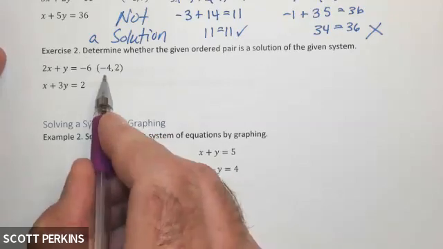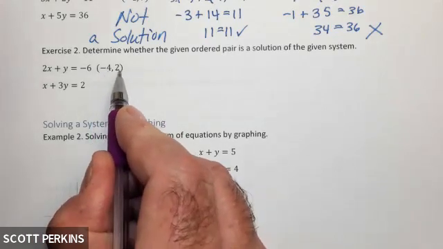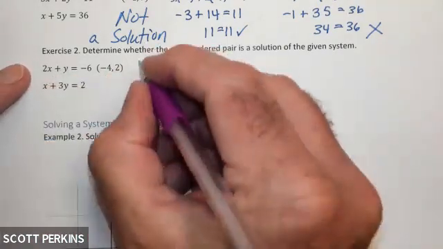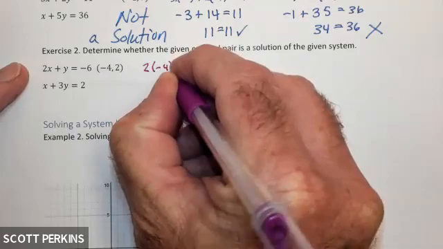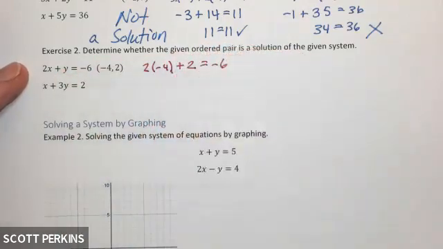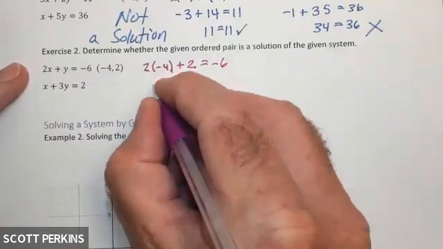All right, so in this one, I'm going to take the x value negative 4 and the y value 2 and plug it into both equations. So the first one is 2 times negative 4 plus the y value, which is 2. And I want to know, is that negative 6? So 2 times negative 4 is negative 8.